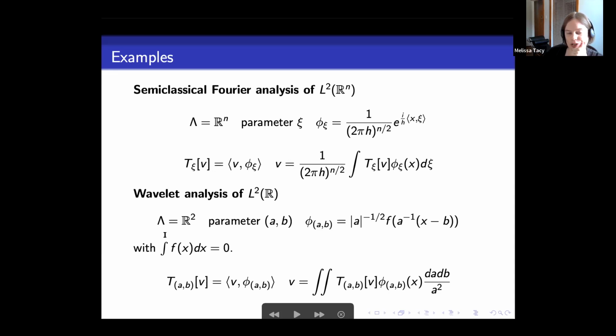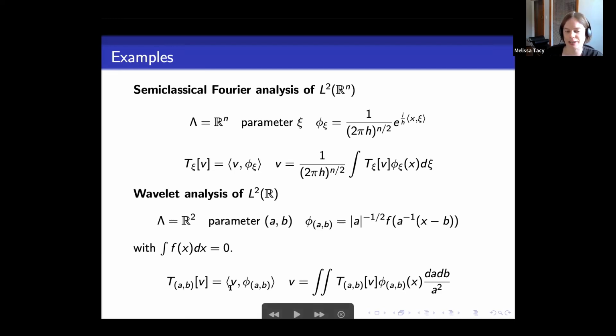The other one that I want to use is a wavelet analysis. Here we're just looking at one dimension, and my parameter space is R2. I have two parameters A and B, and they tell me about dilation and displacement with my wavelet. A tells me about how I dilate. I have my function F, which has integral 0, and A tells me whether I compress or stretch it out. And then B tells me about how I move my function around the real line.